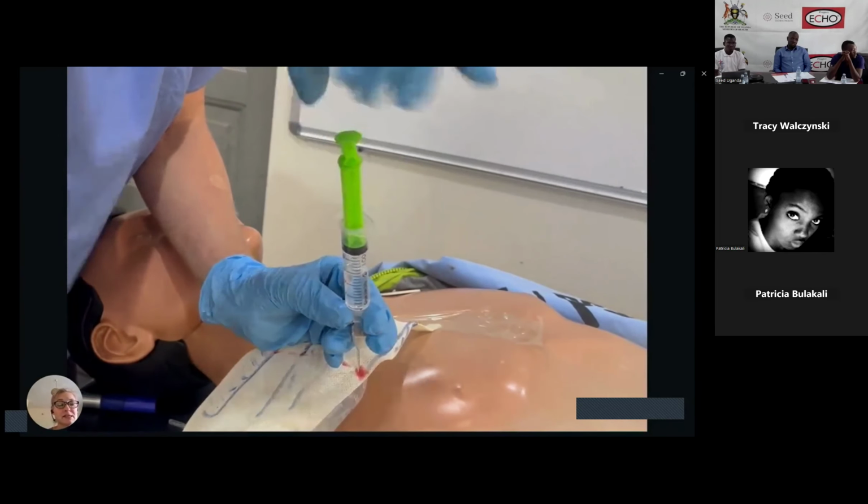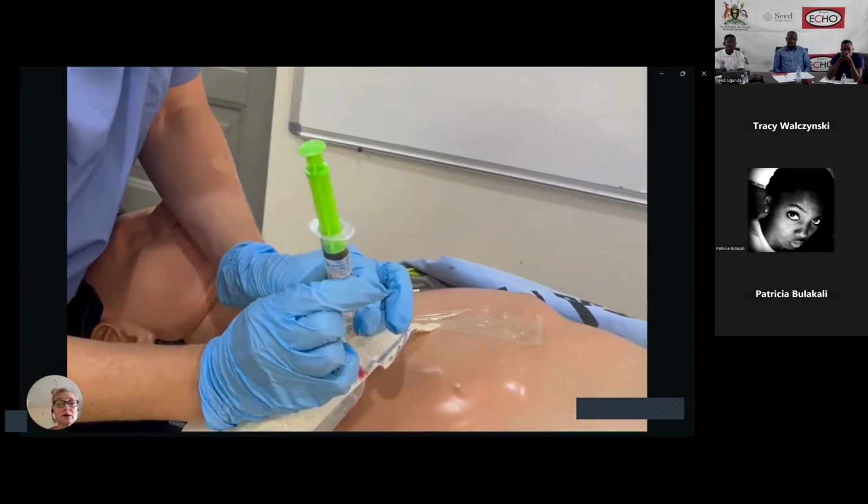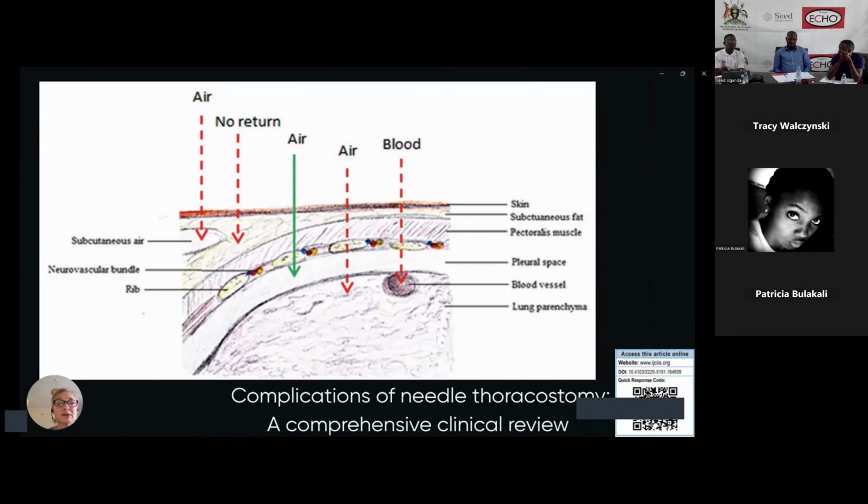There are a number of things that can go wrong with a needle thoracostomy. You can end up with a false feedback that you've got air because you've actually hit subcutaneous air bubbles. If you've ever seen a patient with a massive pneumothorax, you know that they often have a lot of subcutaneous emphysema, and it might be that that's giving you false reassurance you're in the right place. If your needle's not long enough, you might end up in the subcutaneous tissue.